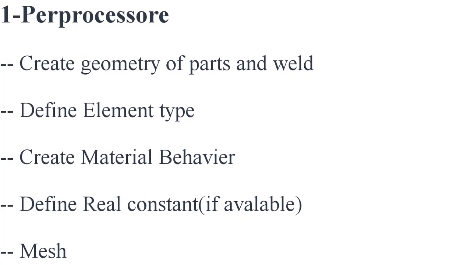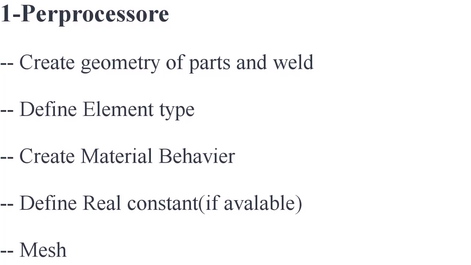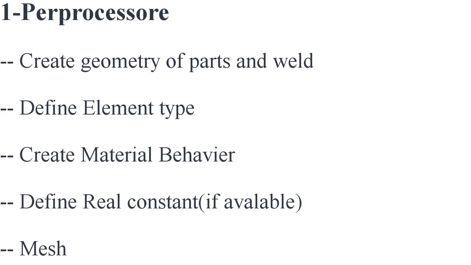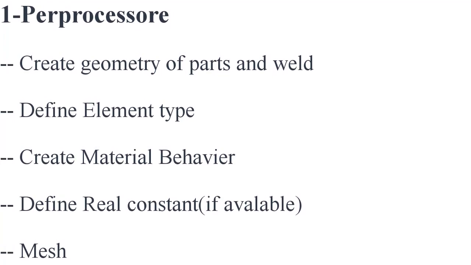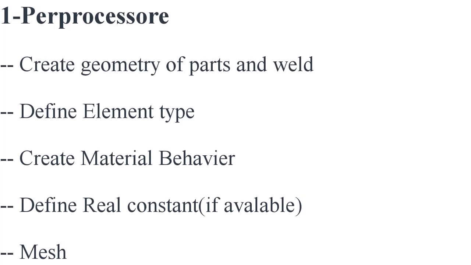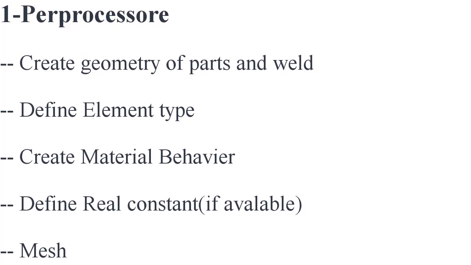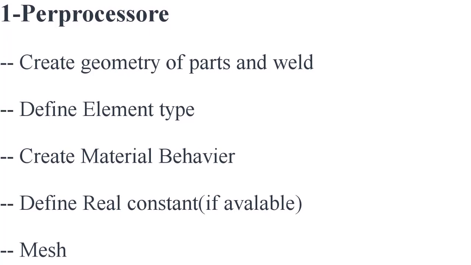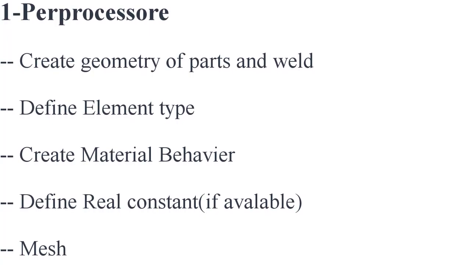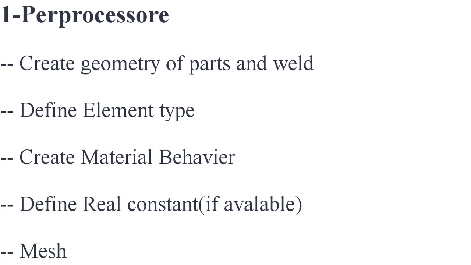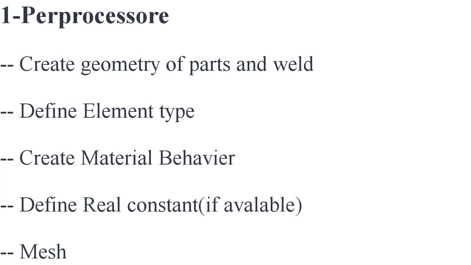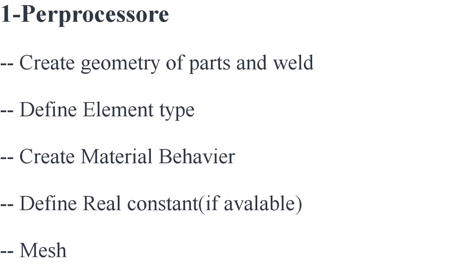After that, defining the element type. After that, creating the material behavior of the part and weld. After that, define the real constant if available. This is especially for elements. And finally, we can create a mesh, or convert the geometry of the surface, key points and line to elements and nodes.